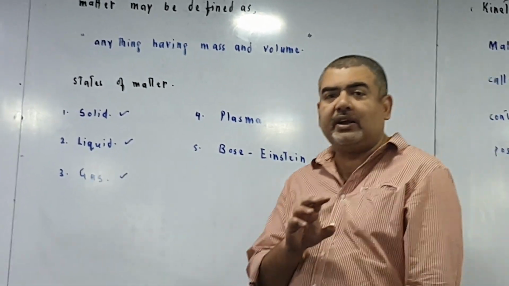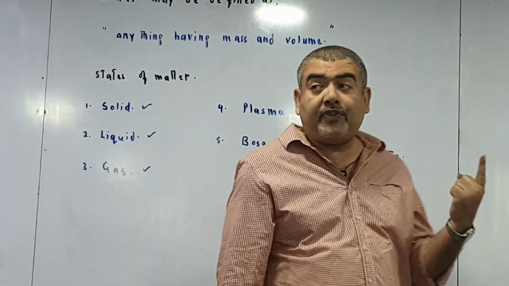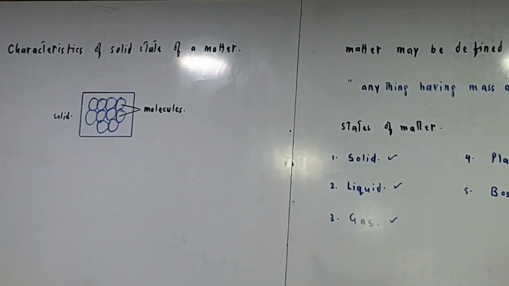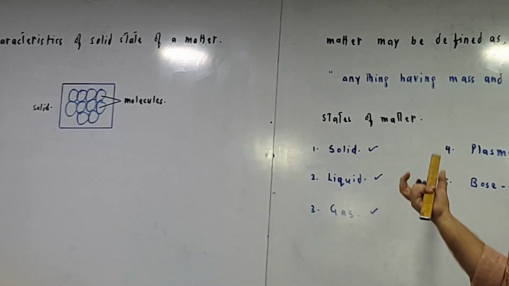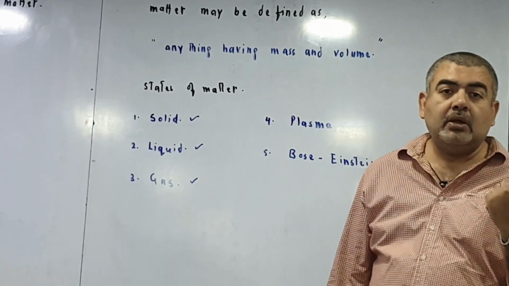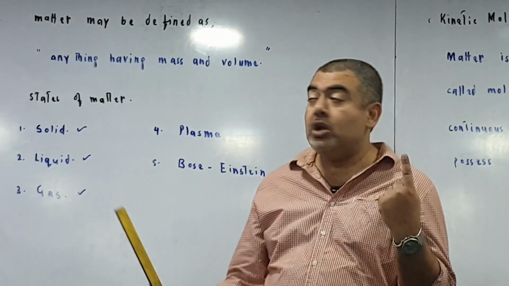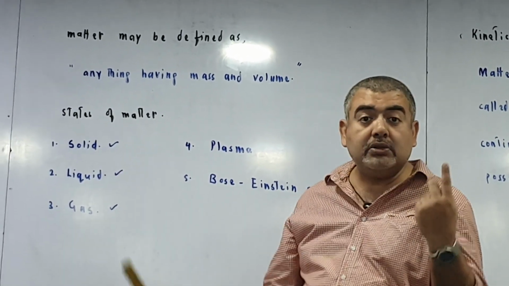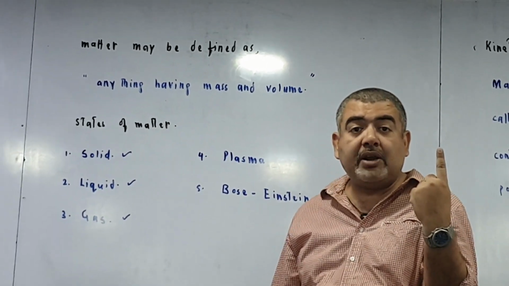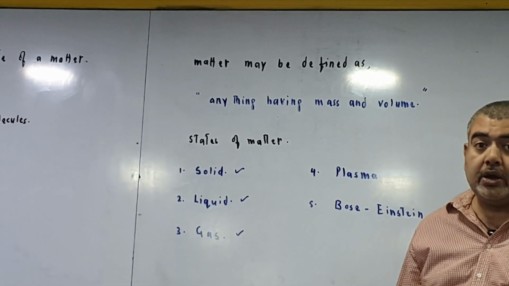So if we write the 5 characteristics, let's start. Let's see orally first, then we write. Number 1, in the solid state of matter, molecules are tightly packed. When they are tightly packed, what about the intermolecular force of attraction? They have a strong force of attraction between the molecules. So 2 points. Number 1, molecules in the solid state are tightly packed. Number 2, there is a strong force of attraction between the molecules in the solid state of matter.